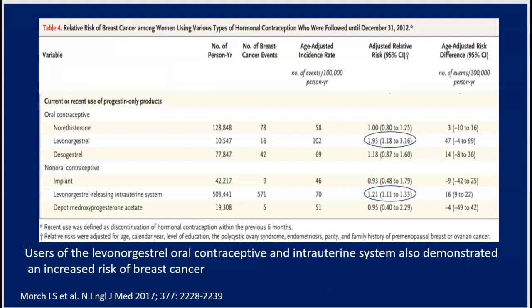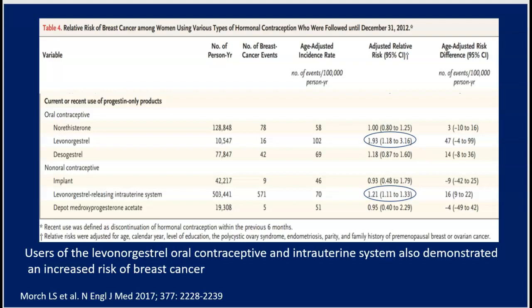Finally, the concern was, well, what about progestin only, and particularly levonorgestrel? And as circled here, you can see oral contraceptives that contain only levonorgestrel, no estrogen. There was almost a twofold increase in the relative risk of breast cancer, and this equated to about 47 events per 100,000 person years. So although the relative risk was elevated, again, the absolute risk was not huge.